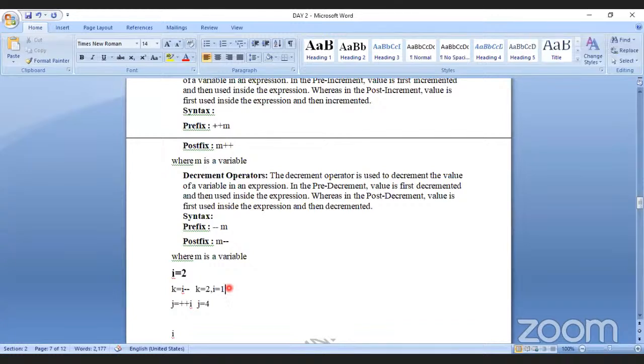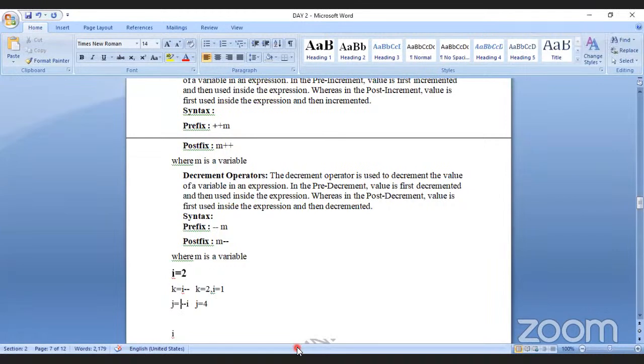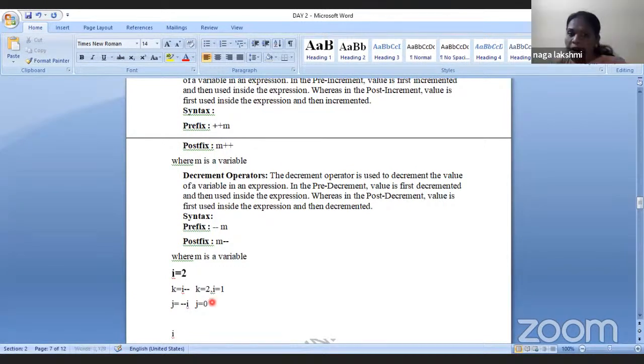Yes, ma'am. Now same thing, if I go for j, what will be the j value now? I have given the decrement operator. The j value becomes now? 0, ma'am. Clear, everyone? Is there any doubt here, girls?